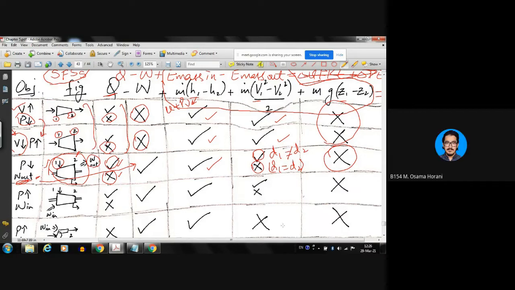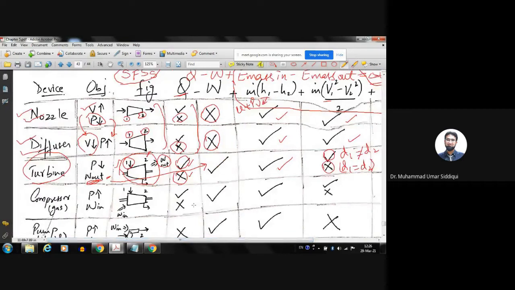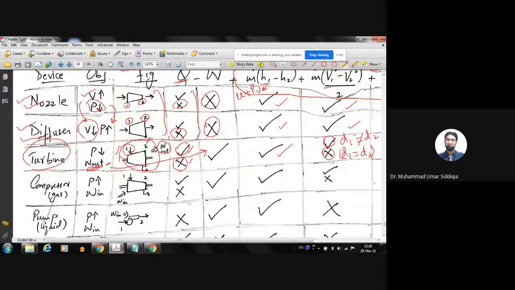Yes, sir. Okay, so this was about the turbine. As I have told you, for the nozzle there is an opposite: the opposite of the nozzle is the diffuser. Similarly, for the turbine there is also an opposite, and the opposites of the turbine are the compressor and the pump. These two devices are the opposite of the turbine.